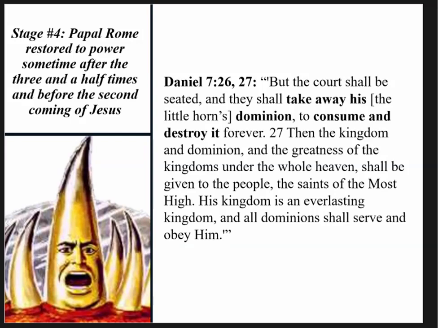But how do we know that? Well, Daniel 26 and 27 of Daniel chapter 7 tells us something very important. Let's read that. But the court shall be seated, and they shall take away the little horn's dominion, to consume and destroy it forever. Then the kingdom and dominion and the greatness of the kingdoms under the whole heaven shall be given to the people, the saints of the Most High. His kingdom is an everlasting kingdom, and all dominions shall serve and obey him.